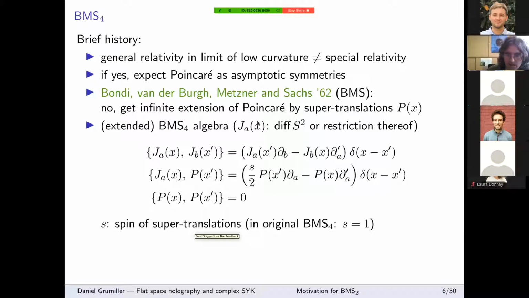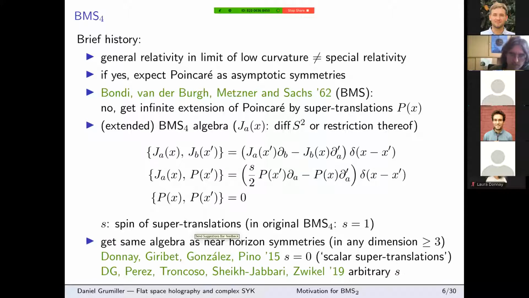J generates Diff S2 or some restriction thereof. Sometimes they're also called super rotations. And the P's are the super translations, and as you can see, they mutually commute with each other. J with P does not commute. It commutes into something proportional to P with some structure constants that depend on the spin of the super translation. And J with J forms a subalgebra that generates Diff S2. And in the original BMS4 work, the spin was 1, but there are generalizations to other spins.